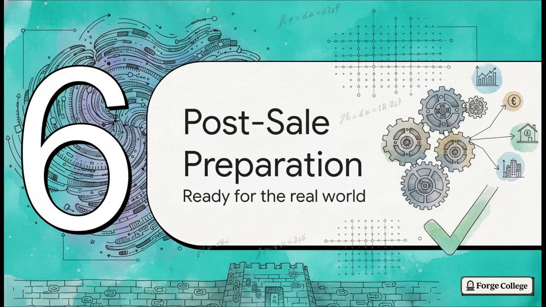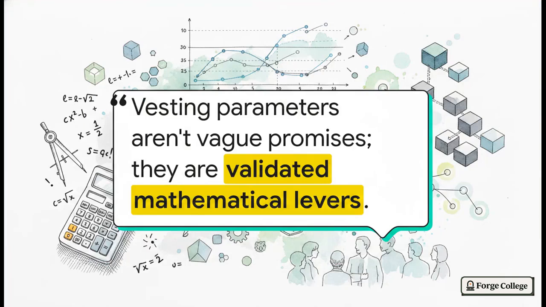Finally, Section 6, preparing for post-sale. So we've written the code, we've twisted the dials, generated the scenarios, and mathematically validated them. This meticulous validation is exactly what sets up your smart contract for survival in the real world. I really want you to burn this quote into your memory. Vesting parameters aren't vague promises, they are validated mathematical levers.